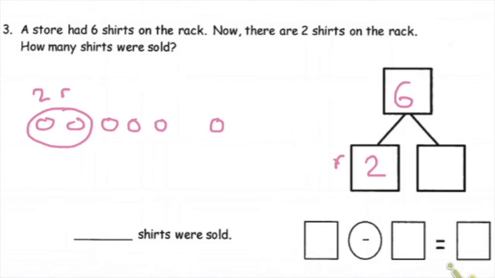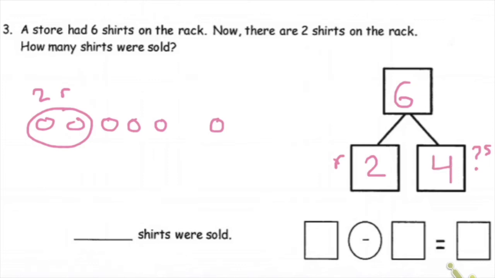Now we need to count what's left to find out how many shirts they sold. That's going to be our missing part. So let's count what we have left. 1, 2, 3, 4. Our missing part is 4.